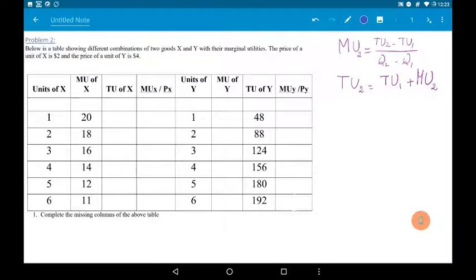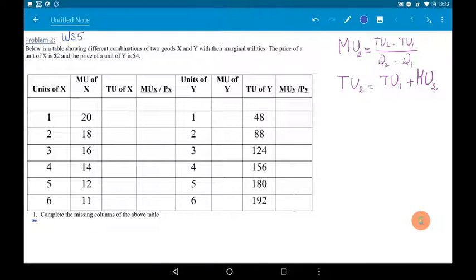Everybody. We're solving microeconomics, worksheet 5, problem 2. First question. Only question 1. First, let's read the given.